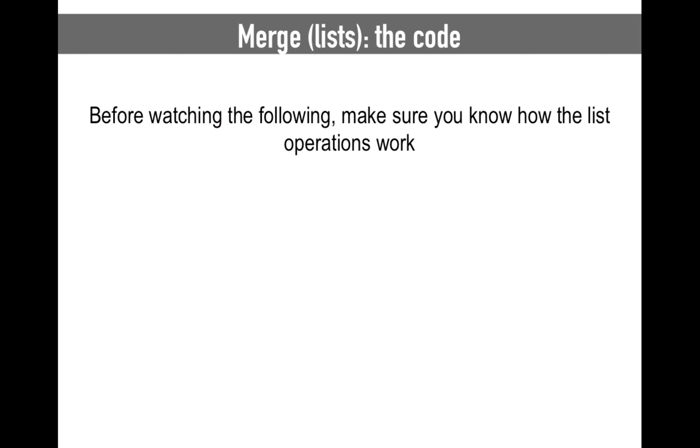So let's see how this can be implemented in the code. Before watching the following video, please make sure that you go back to the lecture on lists and you review the slide where the operations of the list are described. We are going to need first, that returns the first element of the list; rest, that extracts the first element of the list and returns the rest of the list; and cons, that has two arguments, a number and a list. And what it does is add this number at the beginning of the list.